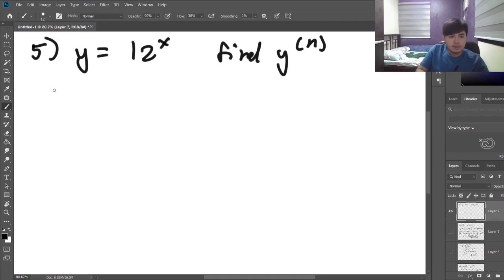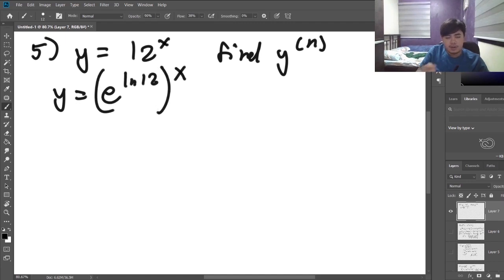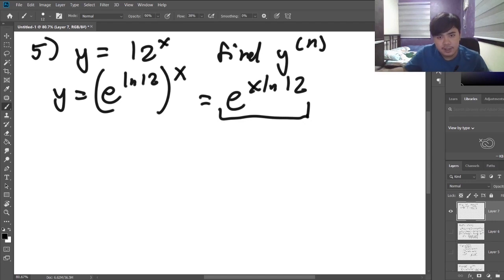We can use the identity that e to the ln 12 is equal to 12. So we bring that to the power x. We multiply the powers in order to get e to the x ln 12. That's going to be our equation for today. So that's much easier to see, right? Because there's e to the x, and ln 12 is just a constant multiple, so everything's fine.